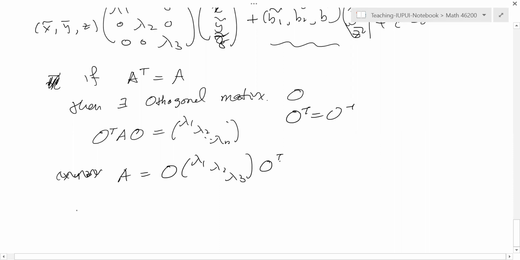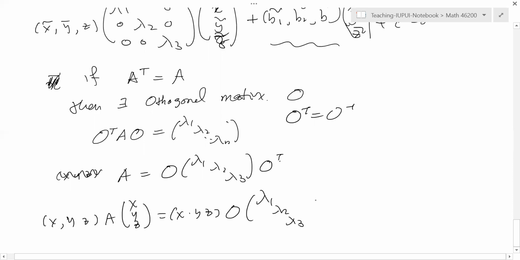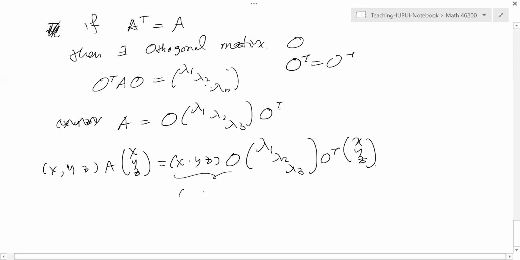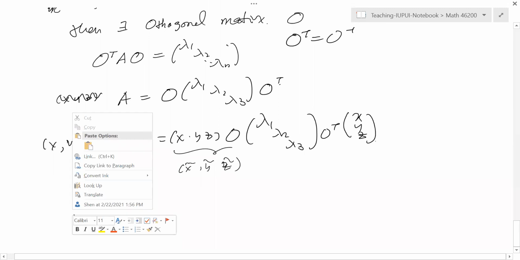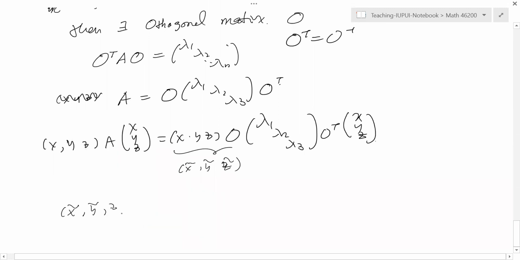So that's why, with X, Y, Z here and X, Y, Z there, you replace by O, lambda 1, lambda 2, lambda 3, and O transpose times X, Y, Z. So this part is just called X tilde, Y tilde, Z tilde. That's all you need. So X tilde, Y tilde, Z tilde is obtained using this O.